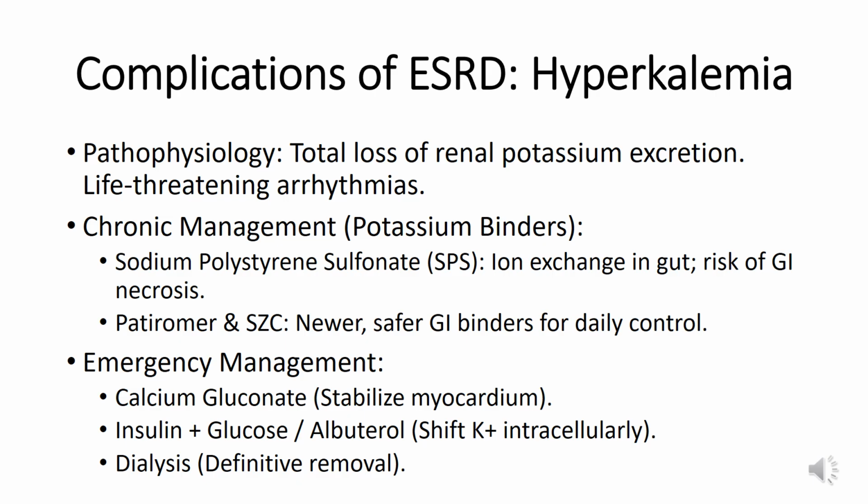Potassium binders are commonly used for chronic management. These medicines work inside the gastrointestinal tract. They bind potassium and help remove it through the stool. Sodium polystyrene sulfonate, also called SPS, is one of the older potassium binders. It exchanges sodium for potassium in the gut. Although effective, it has been linked to serious gastrointestinal complications. In rare cases, bowel necrosis can occur.